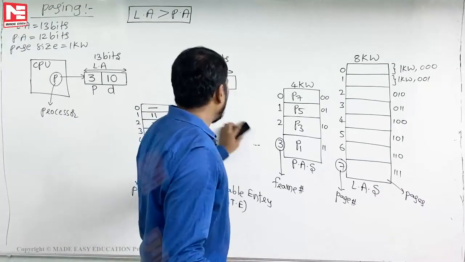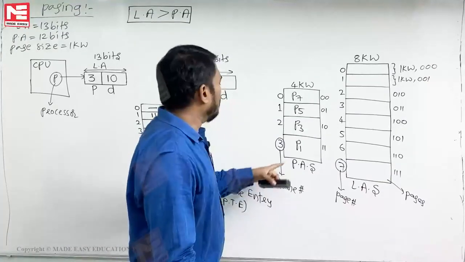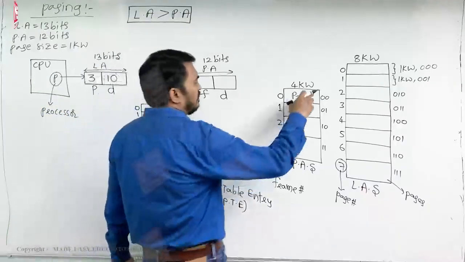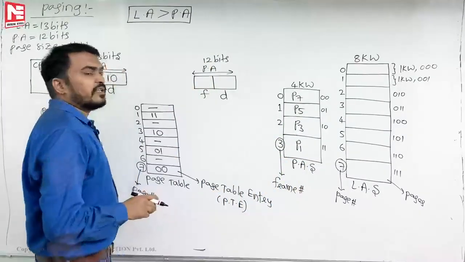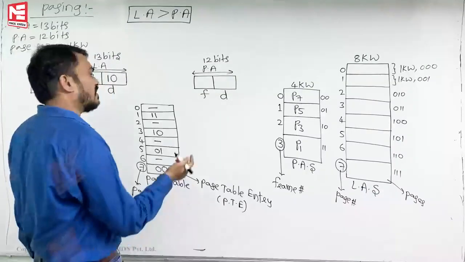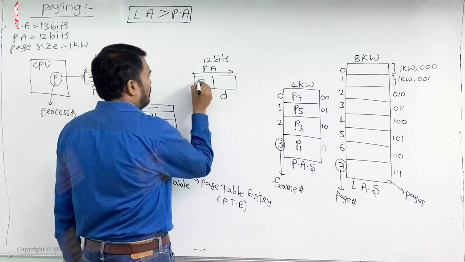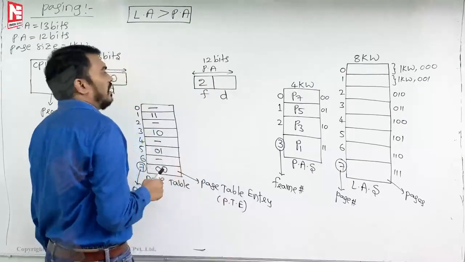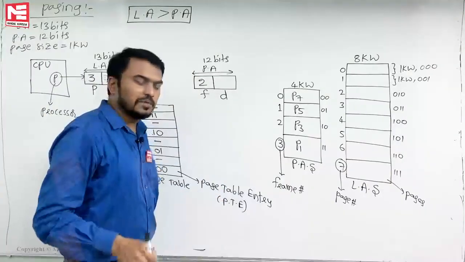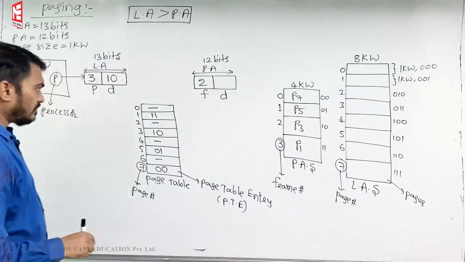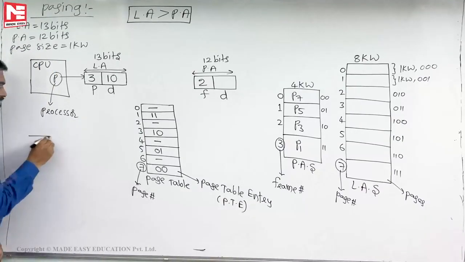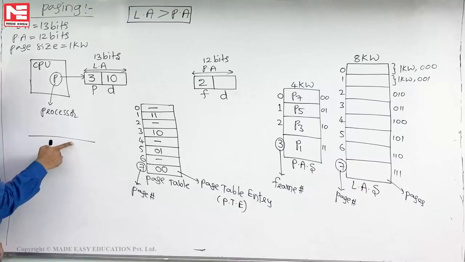Now tell me, how many frames are there in the PAS? 4 frames. To represent 4 frames, how many bits are required? 2 bits. So F needs 2 bits. Next is D. What is the meaning of D? Note down: D equal to number of bits required to represent frame size.